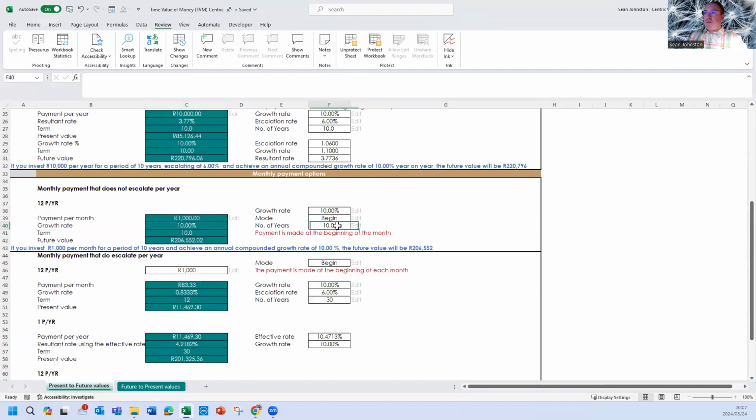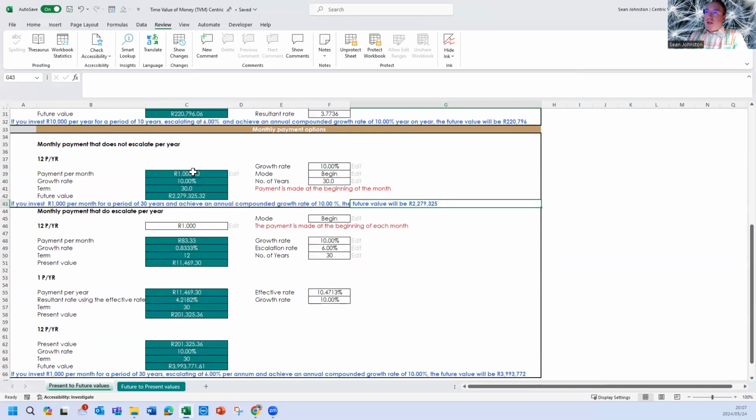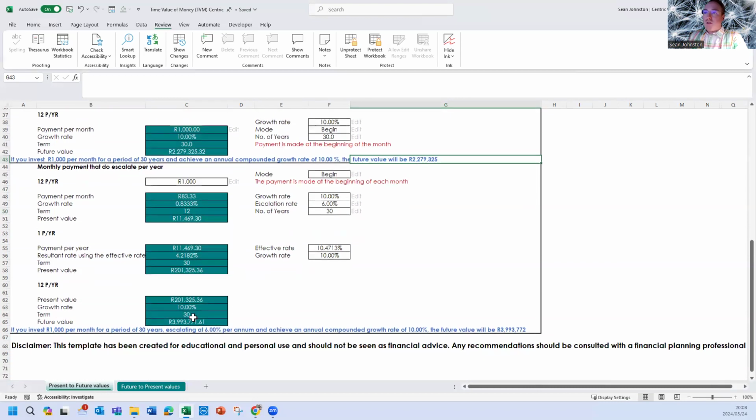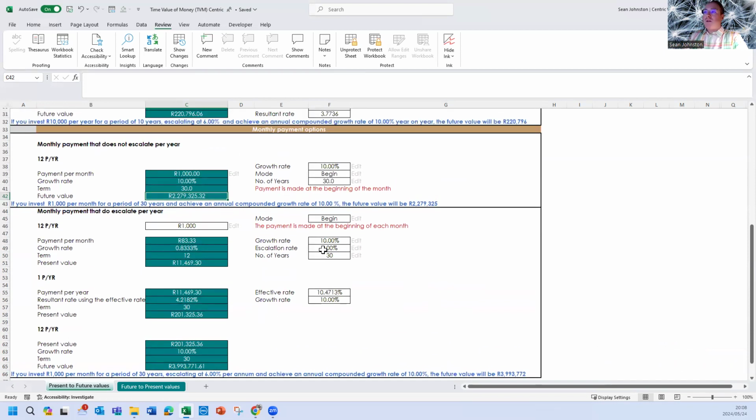Let's change this to 30 years. You'll start to see the compounding effect. You said 1,000 Rand without escalations, so not factoring in inflation, 30 years, exactly the same term, 10% return, exactly the same growth rate. Look at the difference in future values. 3.993 versus 2.279.